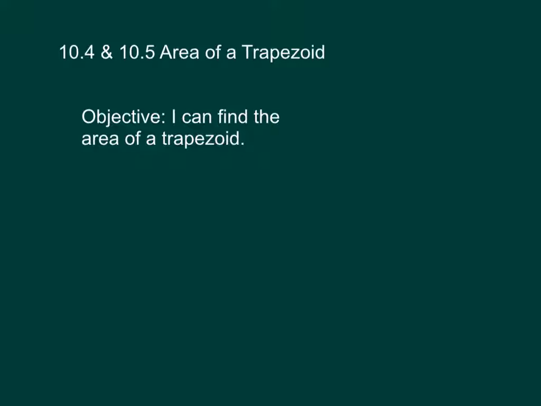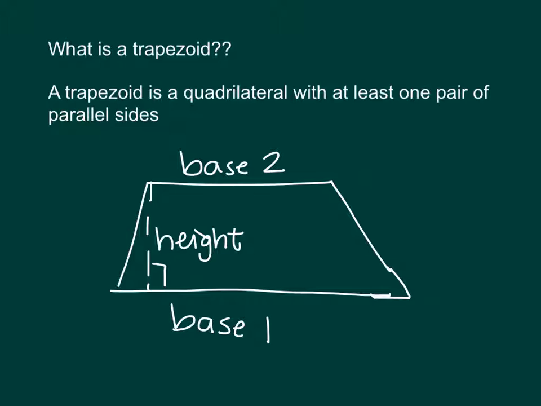Lesson 10.4 and 10.5 in the same video. I know, crazy, right? We're going to do the area of a trapezoid. The objective is I can find the area of a trapezoid. The 10.4 was about exploring. First, I'm going to tell you what a trapezoid is, and then we're going to do an activity. So what is a trapezoid?